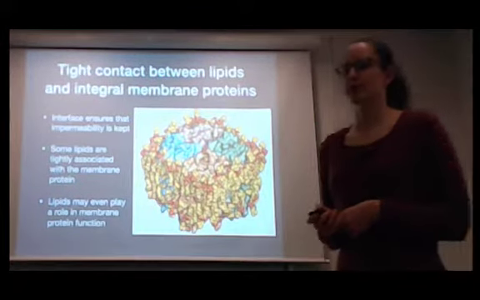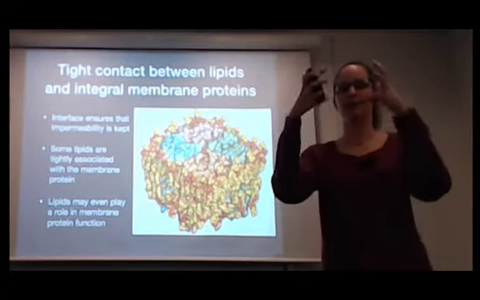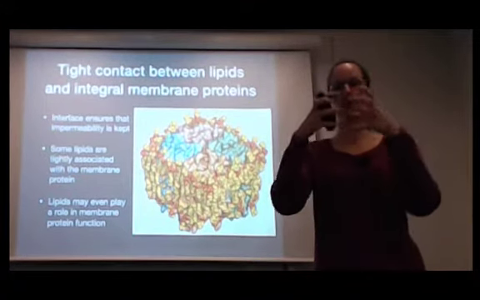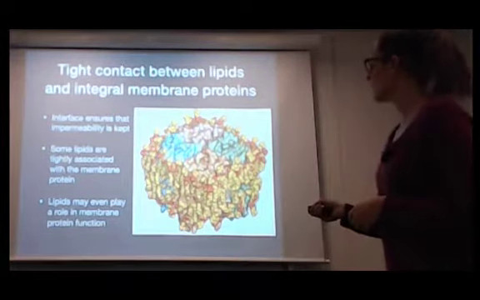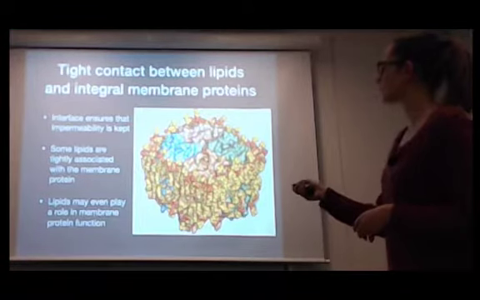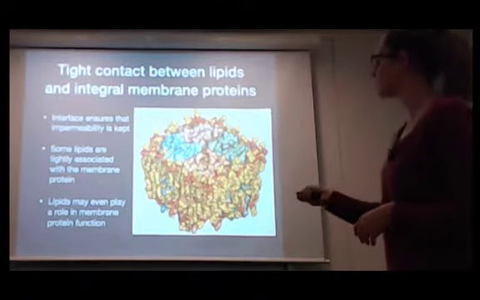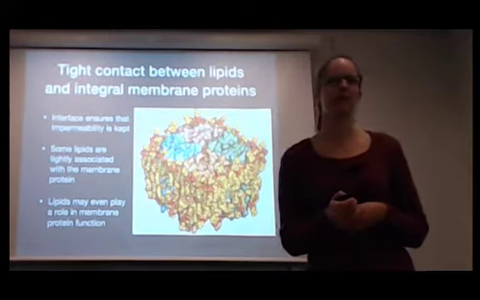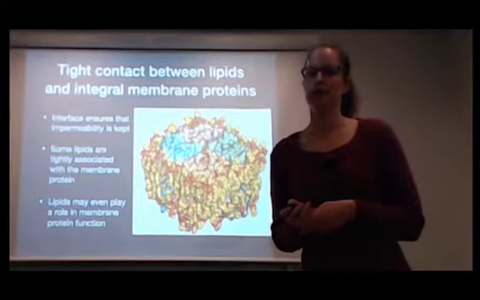So remember from the fluid mosaic model what happens. You have these integral membrane proteins specifically that span the entire membrane. And one of the key aspects is that the interaction or the interface between the membrane protein and the lipids must be tight enough so that there is no leak going on at the level of the interface, basically.